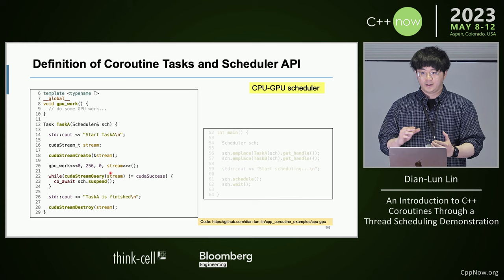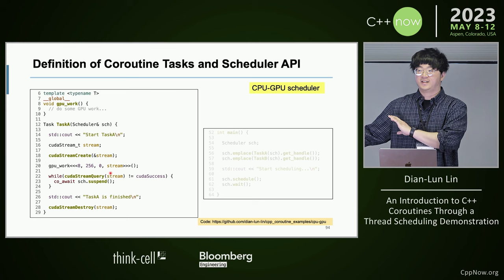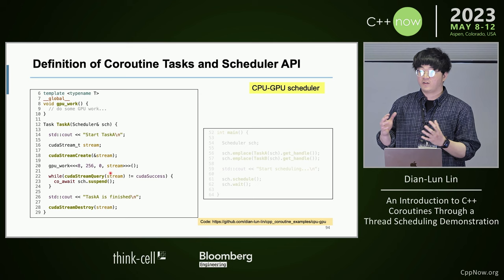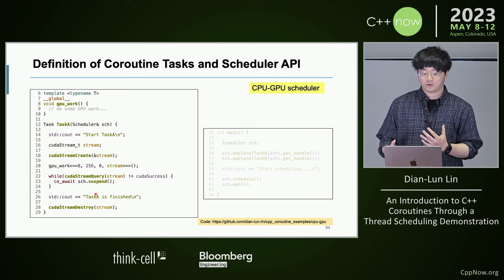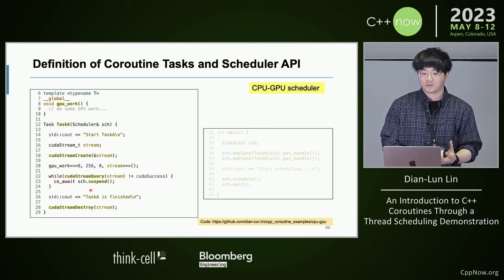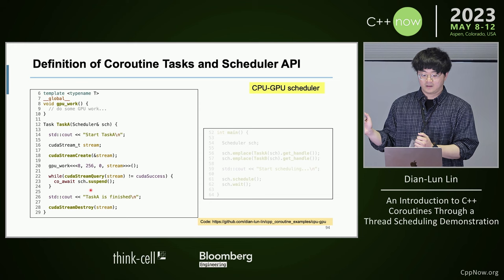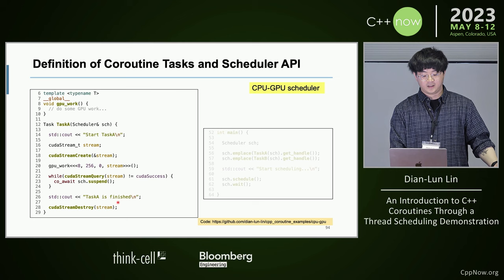So if this GPU work is expensive, it's better to context switch to another thread, and then to another task, for example, test B, so then we can overlap CPU and GPU computing. So here I go into the while loop and check the status of the stream. If it is not success, I will call wait, suspend the coroutine, go back and ask the scheduler to assign another task. And if the status is success, print out test A is finished, destroy the stream.